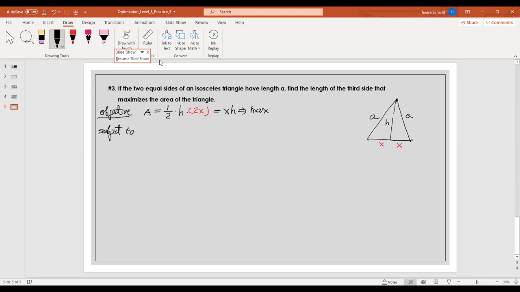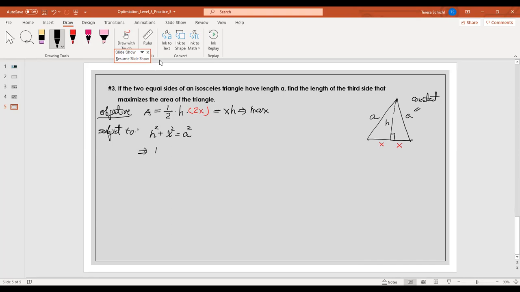Okay, so what is the relation? So the A, this is a constant because this is fixed. So this is a constant here, all right? So what is the constraint here? Because this one here is the height, so this is the right triangle. So I know the constraint here is h squared plus x squared equal to what? Equal to a squared here.